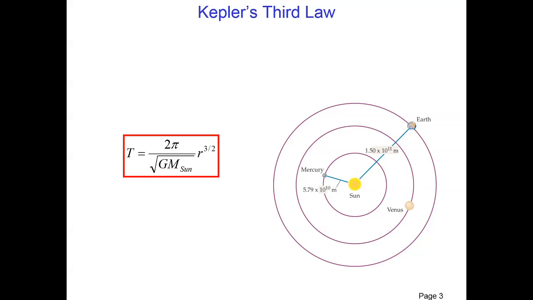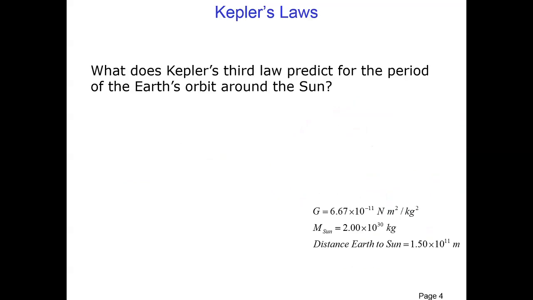This sounds good, but is it true? So let's try a sanity check and see if this works out. Our sanity check is we want to calculate how many days are in a year for Earth. We know the mass of the Sun, so that is given. It's 2 times 10 to the 30th kilograms, and the average radius of the Earth's orbit is 1.5 times 10 to the 11 meters. So what does Kepler's law predict?